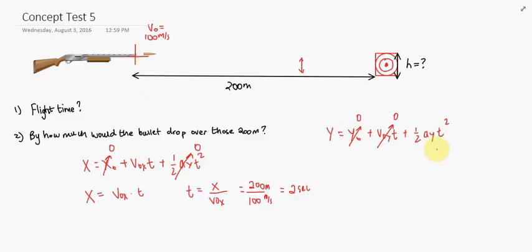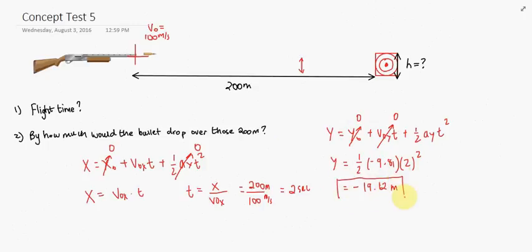So I'm left with this simplified equation saying that my final y position is just going to be 1/2 times the acceleration in the y direction, which is negative 9.81, times the time I've just calculated, 2 squared. And that would give me a value of negative 19.62 meters, right?